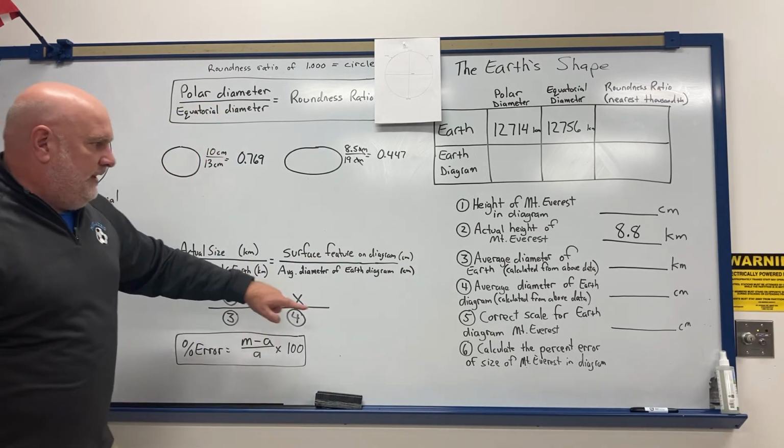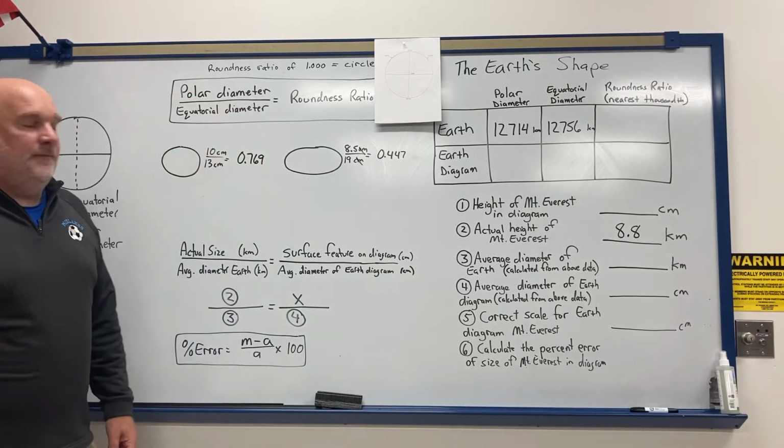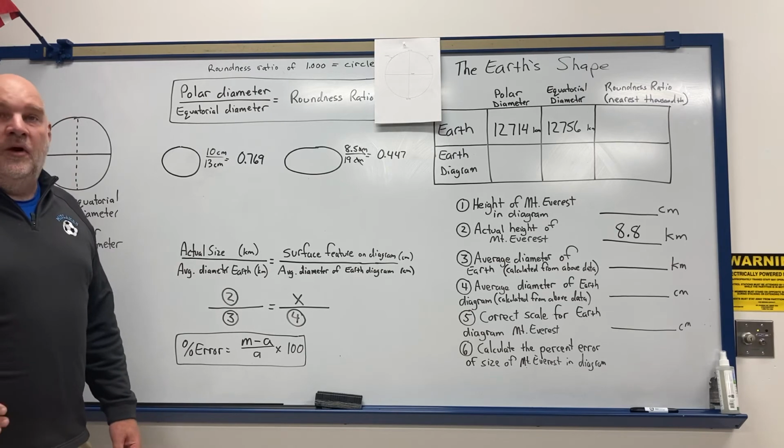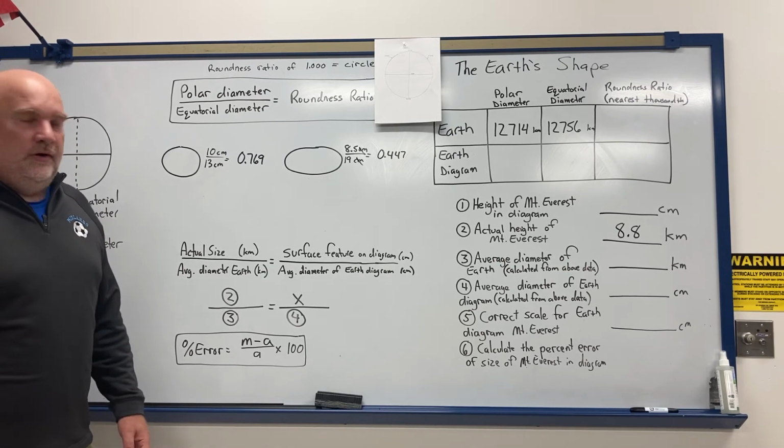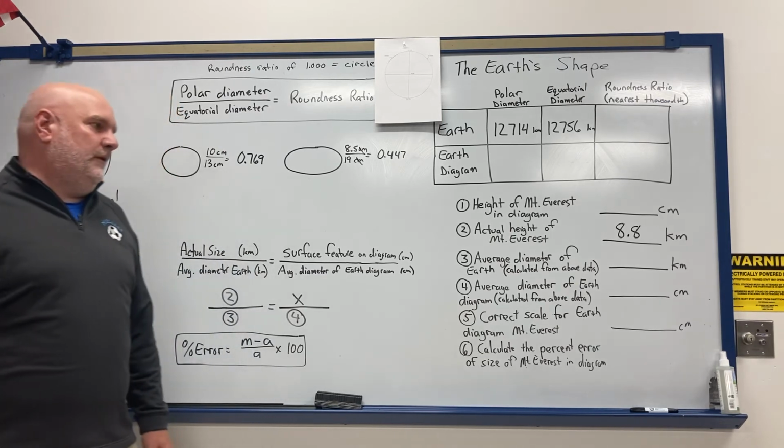So that would be the correct scale for the Earth's diagram in Mount Everest. Now I'll give you a hint, it works out to be like 0.0 something or other. So it's going to be a really small number, 0.0 something or other.